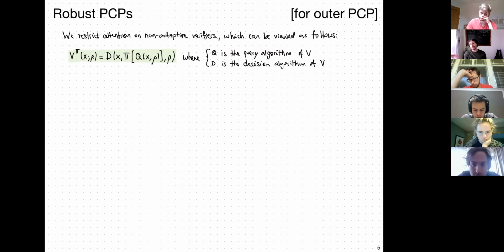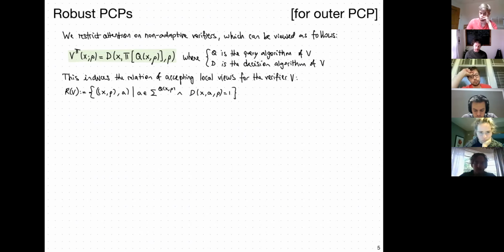Right, so if you think about what we did so far, then the query set of, let's say, the Hadamard tester, it's just a triangle. So you can think about an algorithm which chooses a triangle, this is Q, and then runs an algorithm which rules with respect to the three values of the triangle. So nothing fancy going on here.